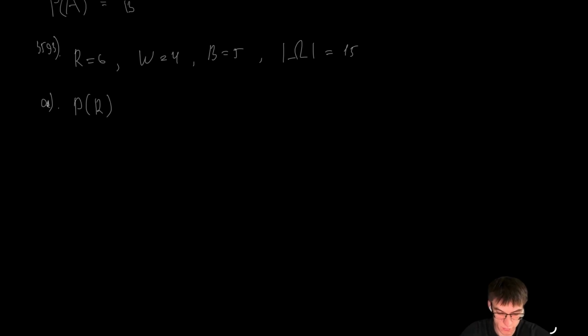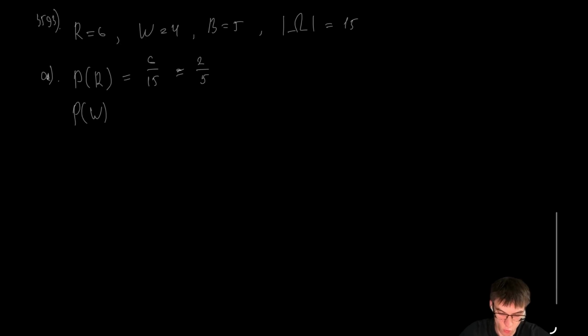So we need to find the probability of drawing a red ball. How to find that? Well, that's pretty simple. You probably already calculated that. That's basically 6 over 15, which can be simplified to 2 over 5. For the white, we have 4 over 15. And for the blue, we have 5 over 15, which is 1 over 3.